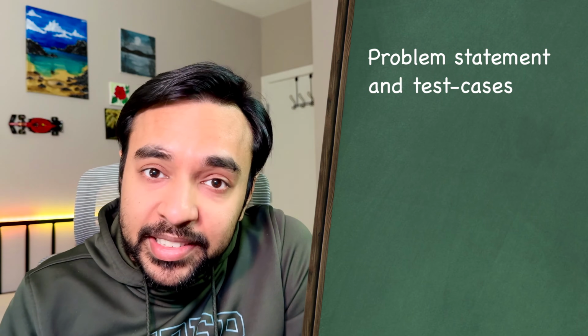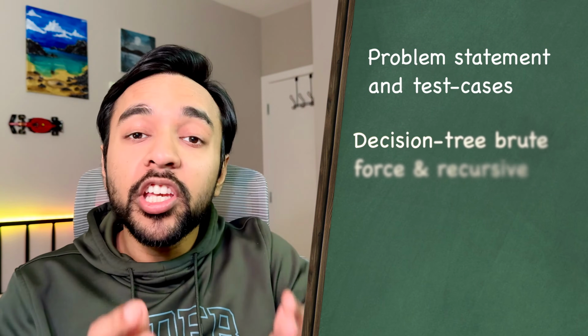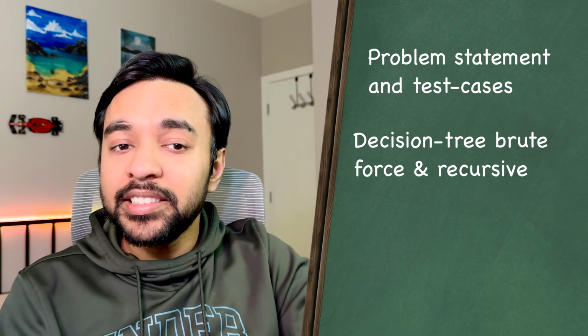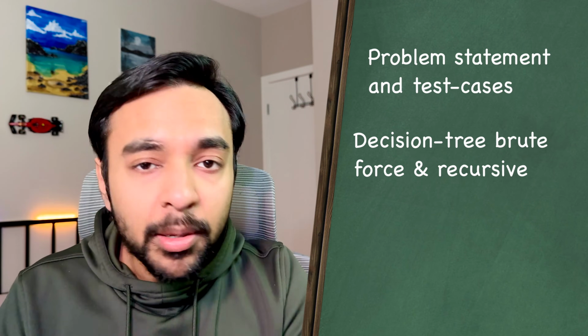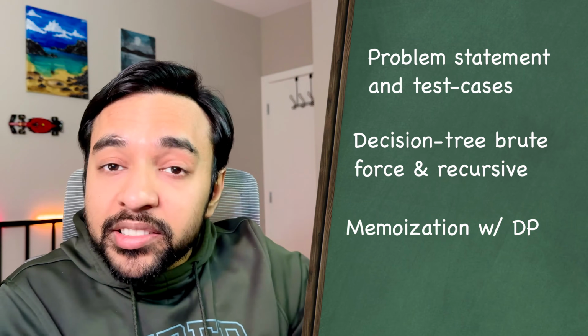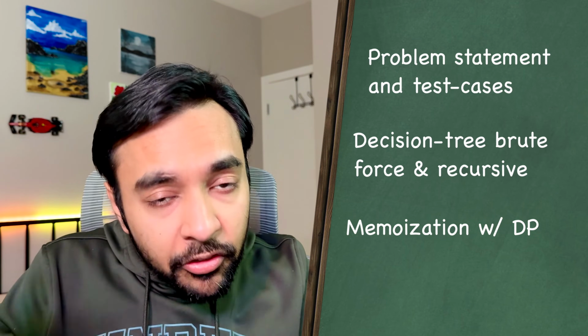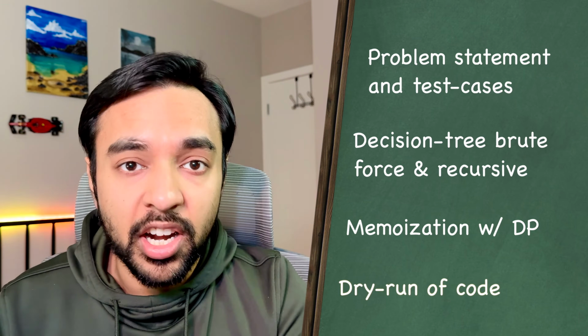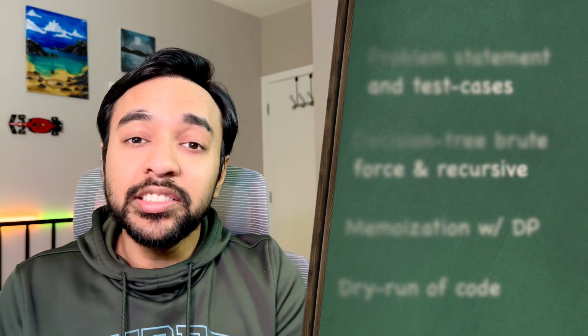First, I will explain the problem statement and we will look at some sample test cases. Going forward, we are going to form the decision tree and see how we can come up with a recursive and brute force solution. Then we will apply the memoization technique to arrive at an efficient solution and also do a dry run of the code so that you can understand and visualize how all of this is actually working in action. Without further ado, let's get started.